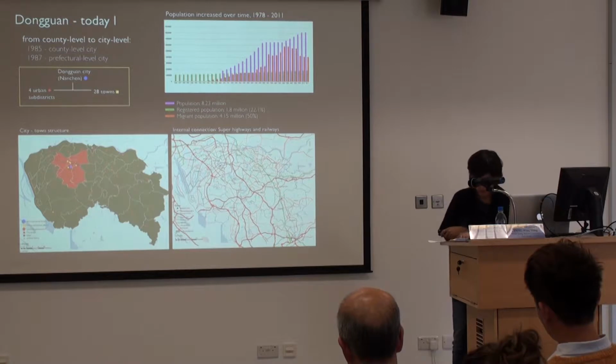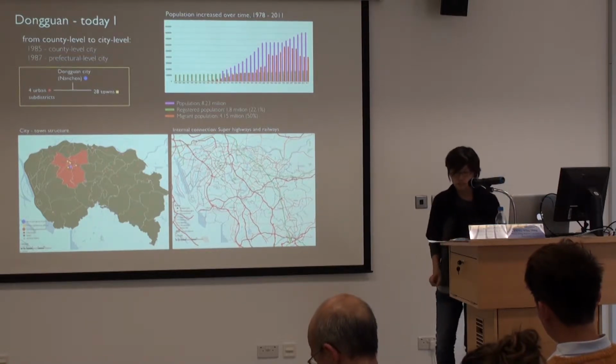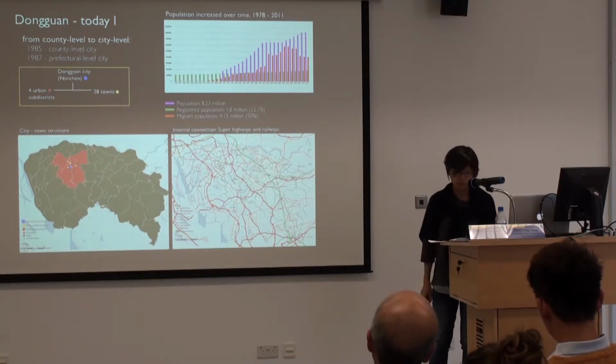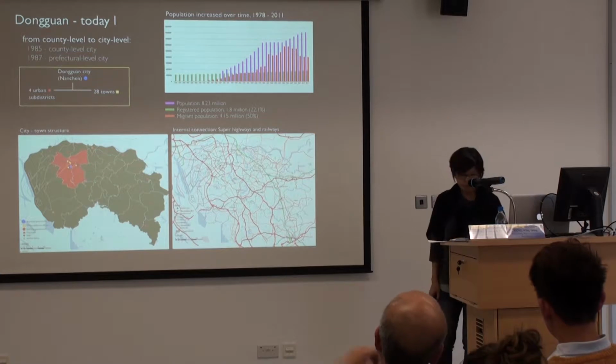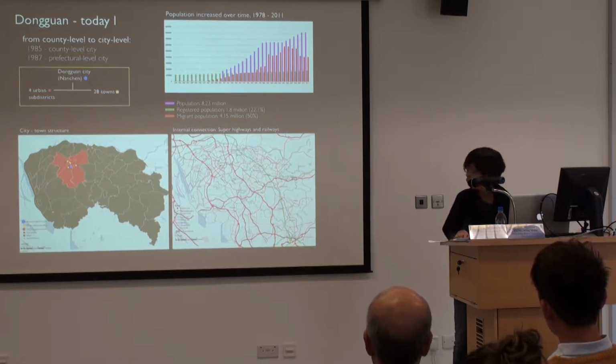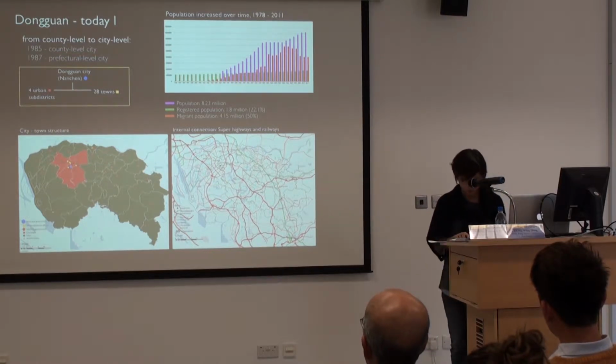On the top right corner, the chart shows the population increase, in which I want to say 1990 was the most rapid increase of population. The purple is the total overall population in Dongguan. The orange is the migrant population. The migrants show at least 50 to 70% of the total population.